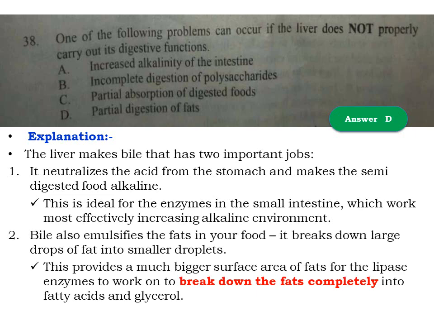The second: bile also emulsifies the fat in your body. It breaks down large drops into smaller ones. This provides a much bigger surface area to the fat, so the lipase enzyme can work on breaking down fat completely into fatty acid and glycerol.